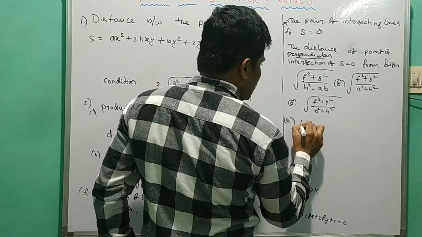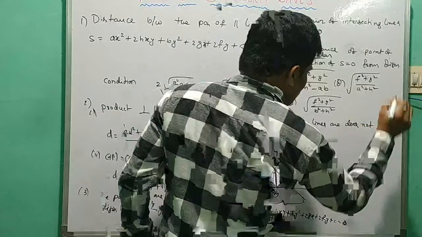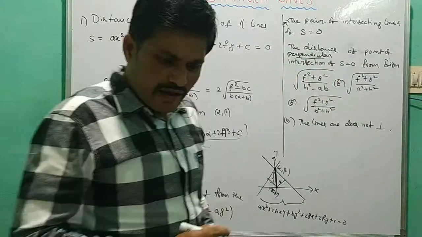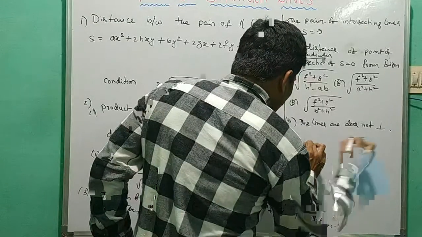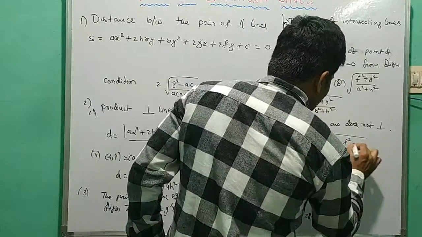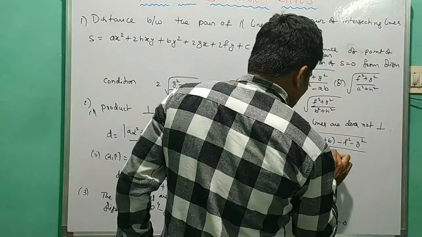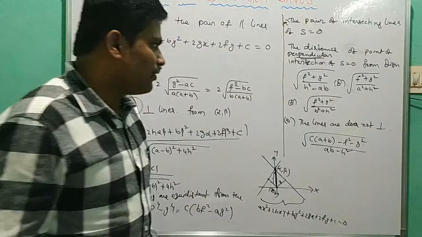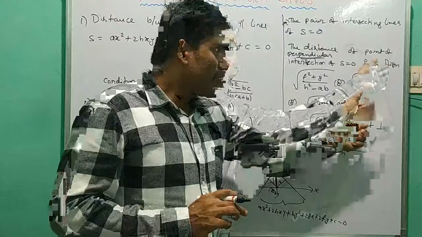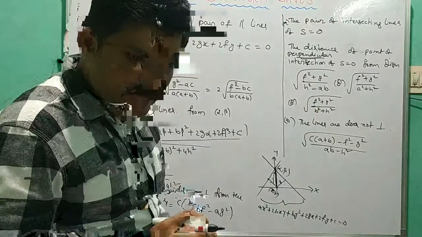So if the lines are not perpendicular, then the distance of the point from the origin is square root of c (a plus b) by (a minus b whole square plus 4h square). The distance from the origin to the pair of intersecting lines. So these are very important. One more formula is there.